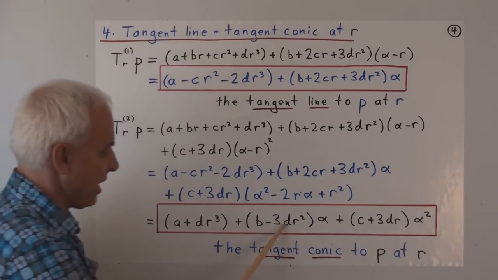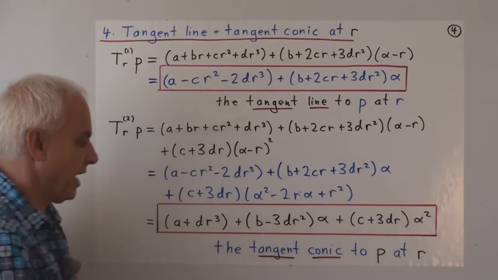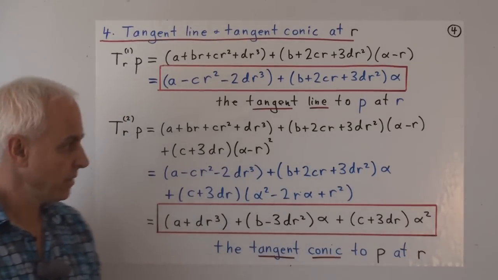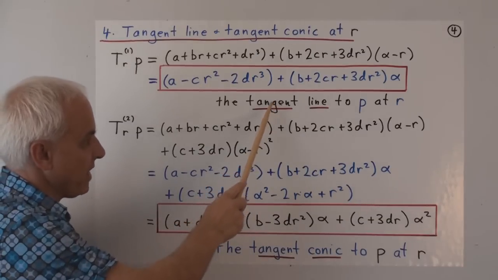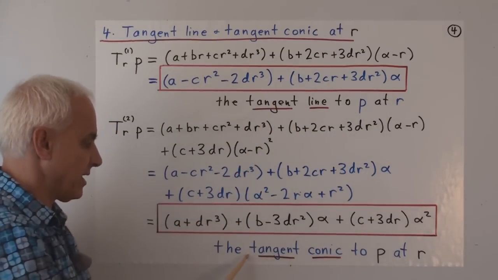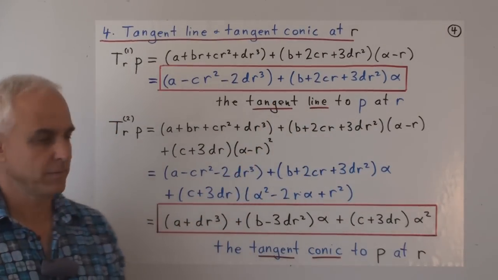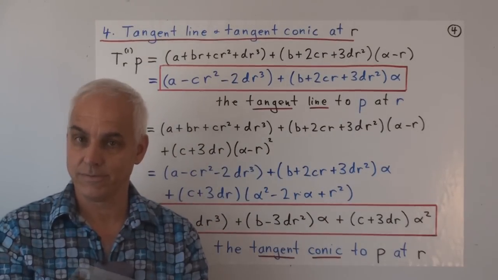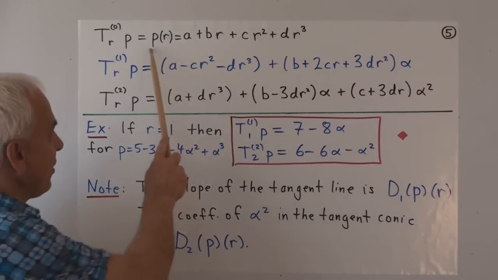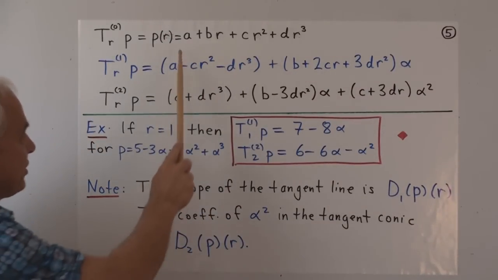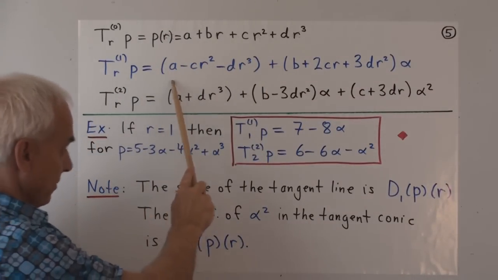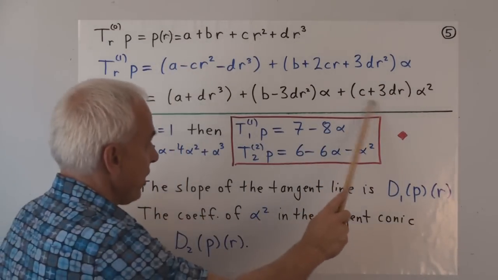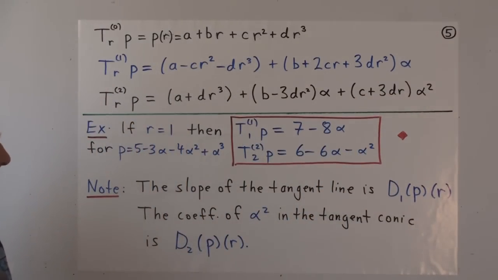This is a polynomial of degree 2. It's called the tangent conic to P at R. There's a polynomial of degree 1. That's the tangent line to P at R. This is the tangent conic to P at R. And it's all just high school algebra. So I've just copied what we've already determined here. There's the original polynomial. There's the tangent line to it at R. There's the tangent conic to it at R.